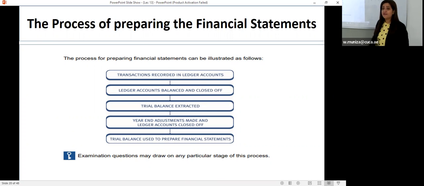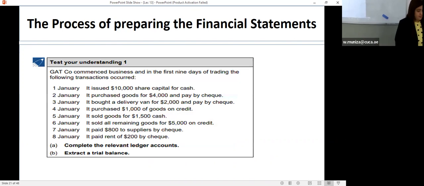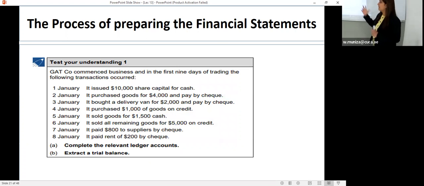If there are any adjustments required, year-end adjustments are going to be made and the trial balance used to prepare the financial statements. Examination questions may draw on any particular stage of this process. So in your examination, in any part of the process, the question can come. Now, here they are just revising the concepts for you.